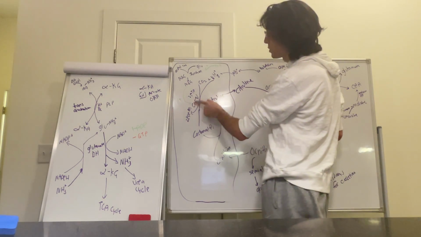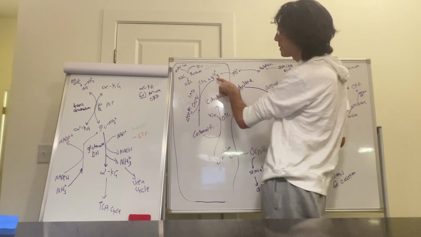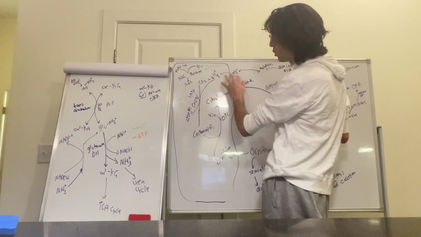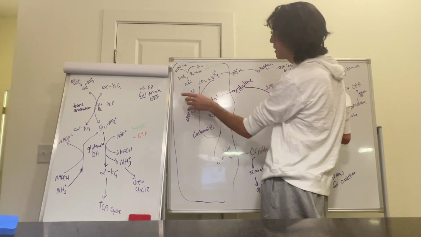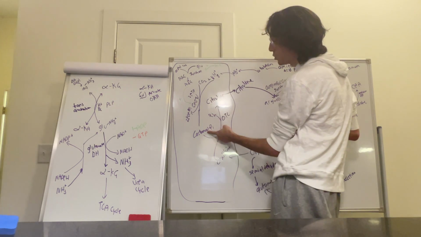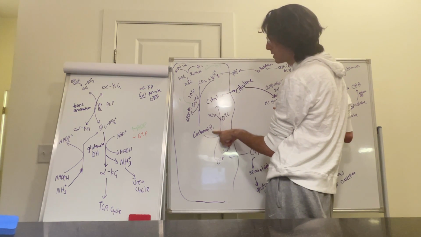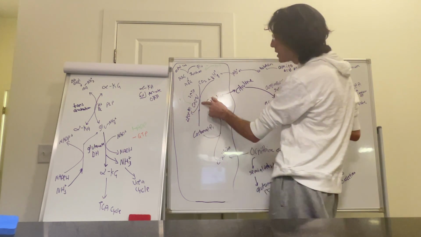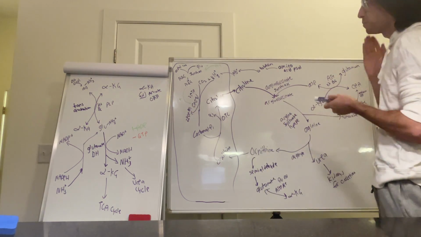So the CPS1 is going to take CO2 and NH3+, and using 2 ATP, it's going to convert CO2 and NH3+ into carbamoyl phosphate. And then it's going to use those 2 ATP. This is a rate-limiting step.